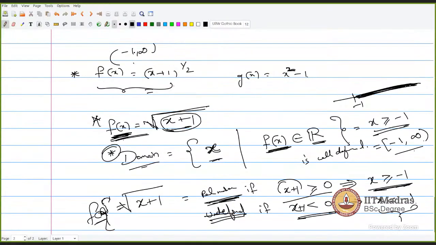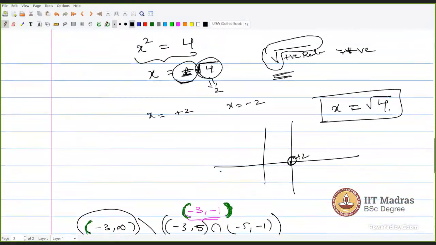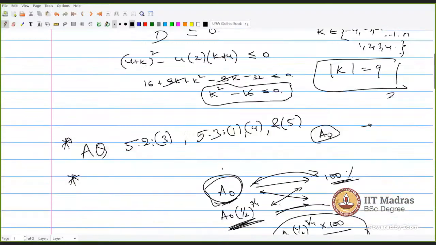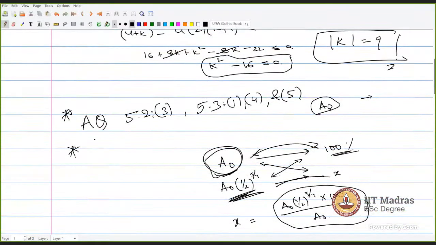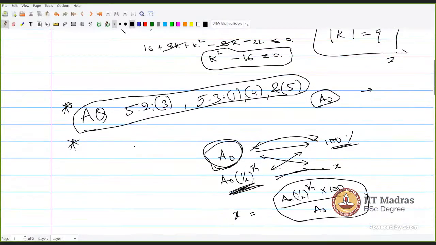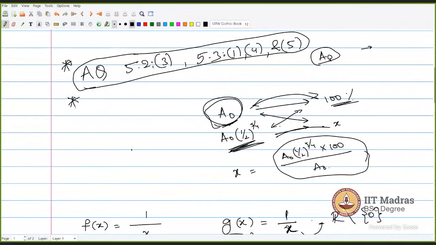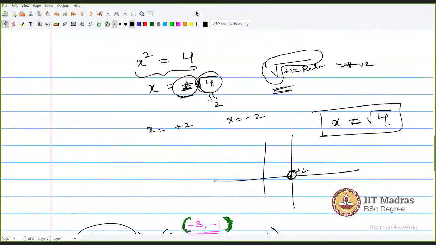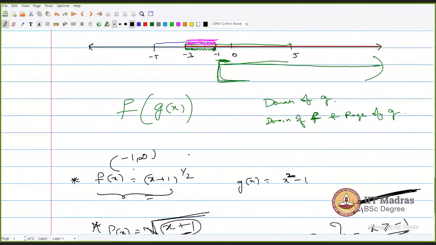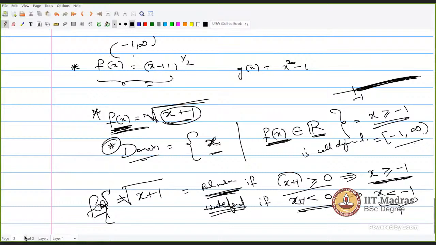Yeah, there are some doubts for the activity that I have noted. The same domain question. Yes, sir. It wasn't clear to me why we weren't taking the common part between the domain of f of x and g of x.